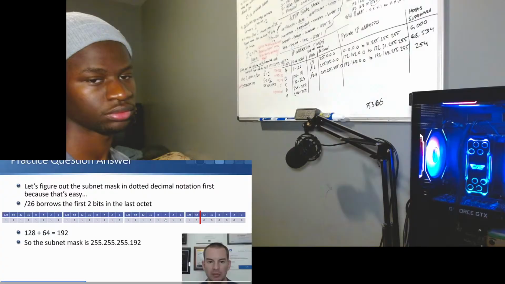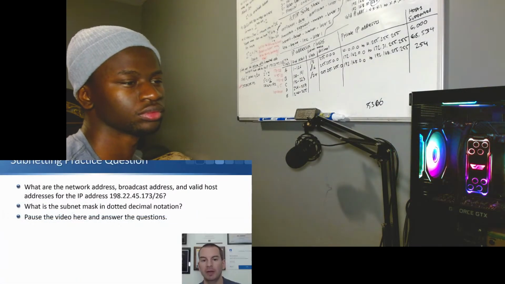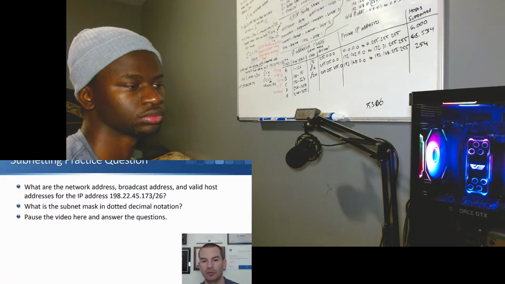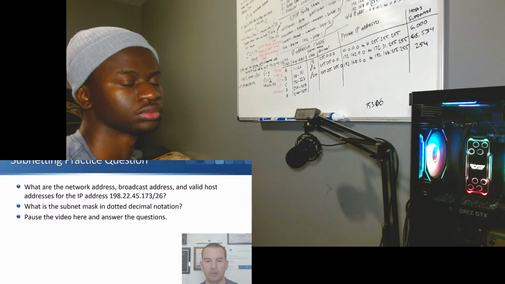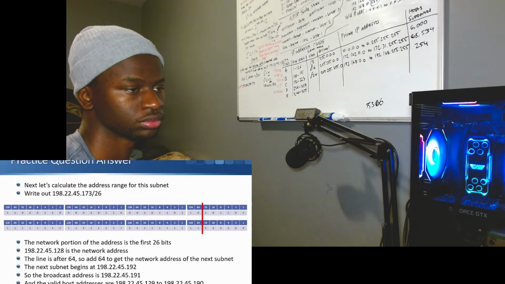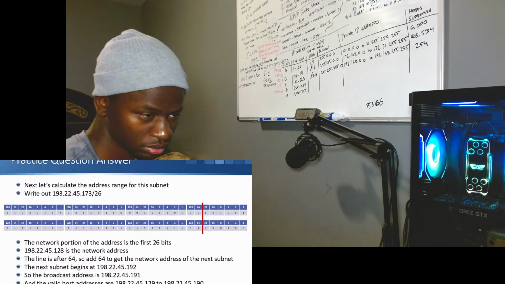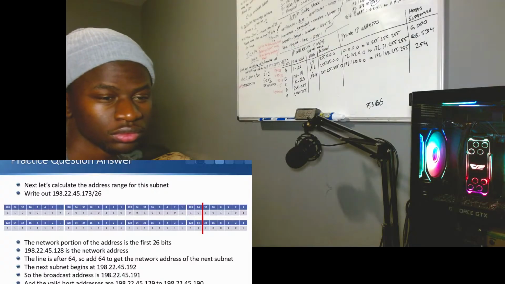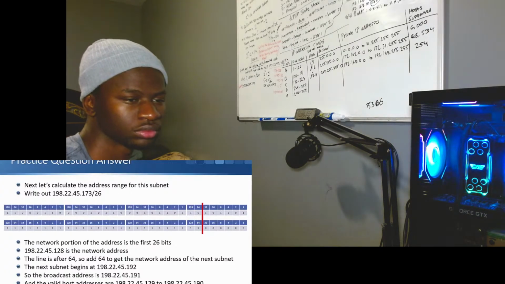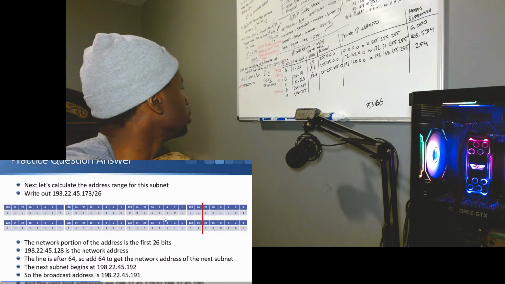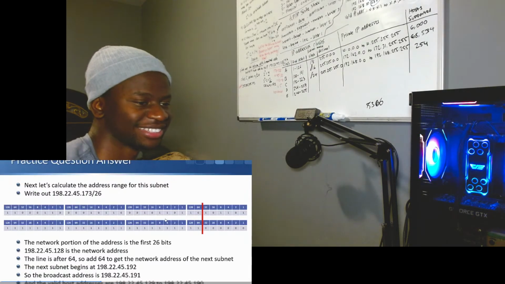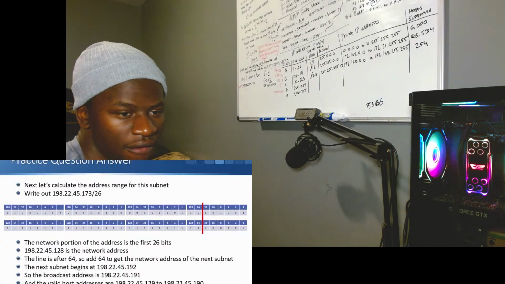Okay, let's look at what the second part of the question was. What is the network address, the broadcast address, and a valid host address for the IP address 198.22.45.173/26? So again, we use our piece of paper and we're going to write out the IP address now as well. You can see that I've done it on the top part here. That is the bit pattern for 198.22.45.173, and that's how we would write it in decimal.